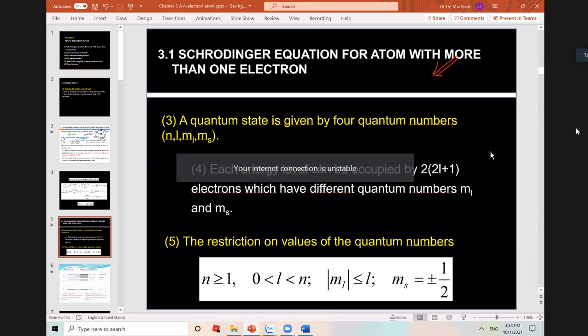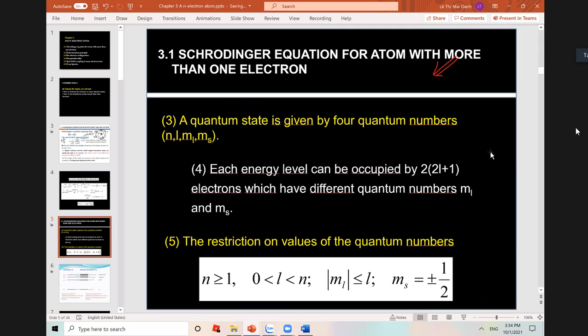Is given by 4 quantum numbers: n, l, ml, and ms. And each energy level now can be occupied by 2l plus 1 electrons. We have different quantum numbers ml and ms. Yes, but this is the difference between the many electron atom and the one electron atom like hydrogen.